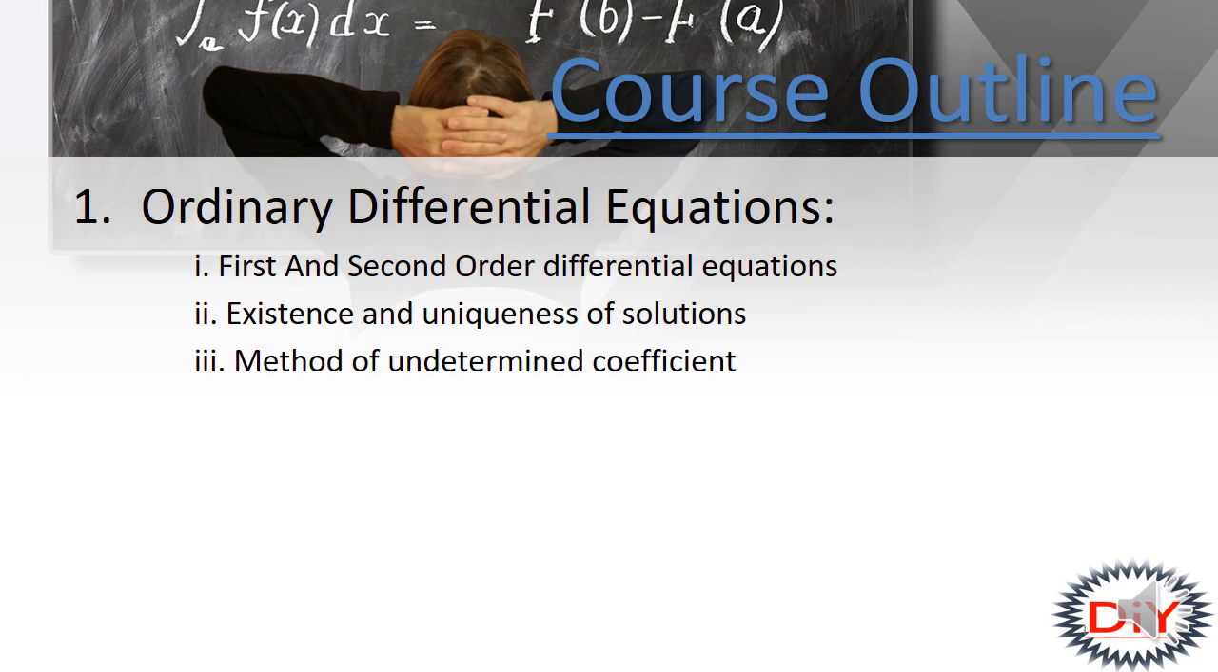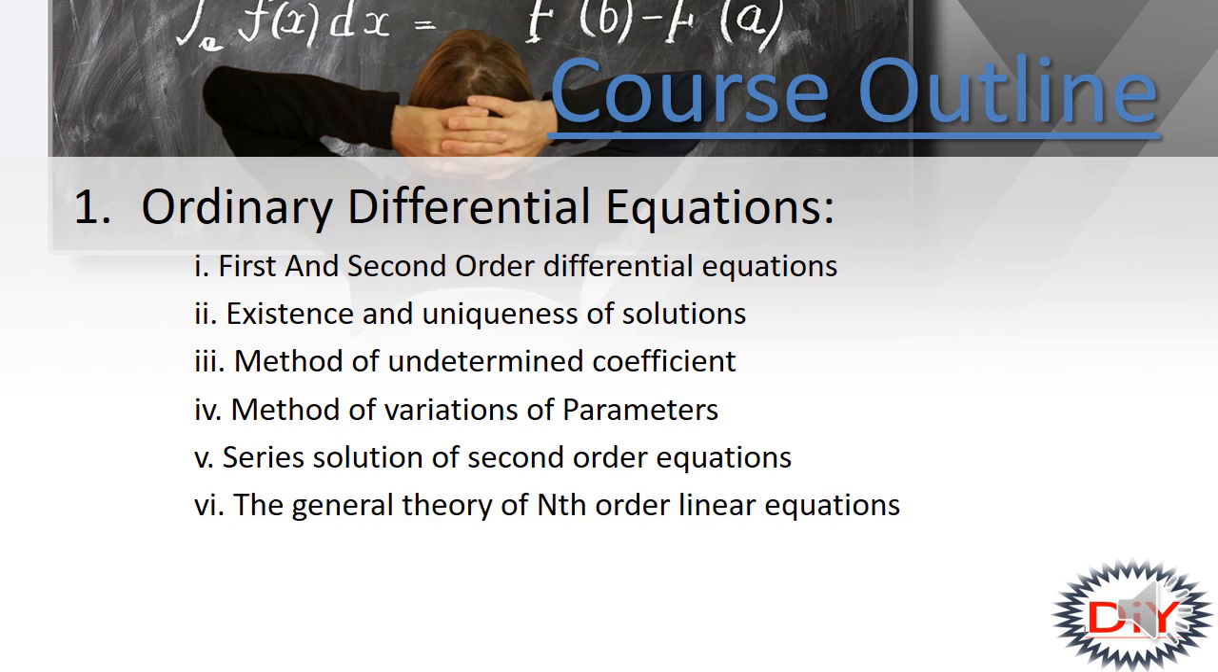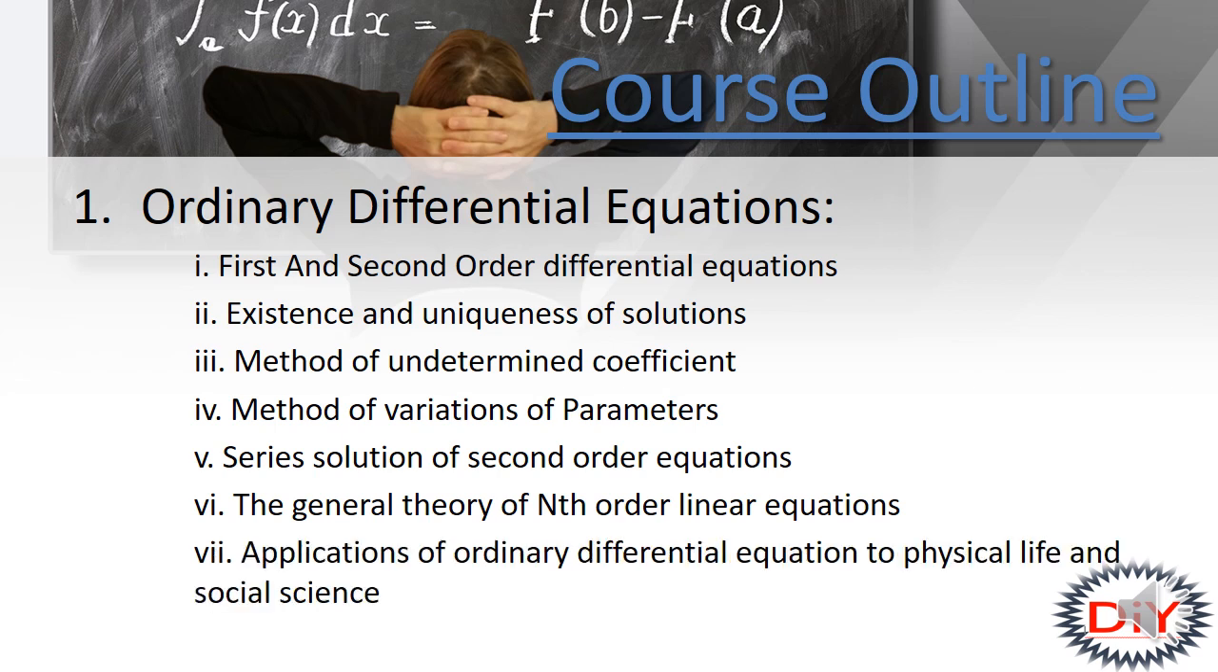We have the method of undetermined coefficients. We have the method of variation of parameters. We have the series of solutions of second order equations. We have the general theory of nth order linear equations, and lastly we have applications of ordinary differential equations to physical life and social science. We are going to see this majorly towards the end of the course.